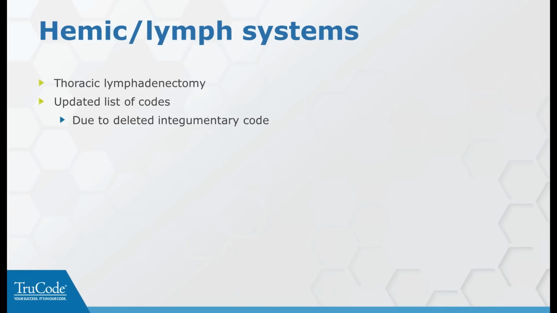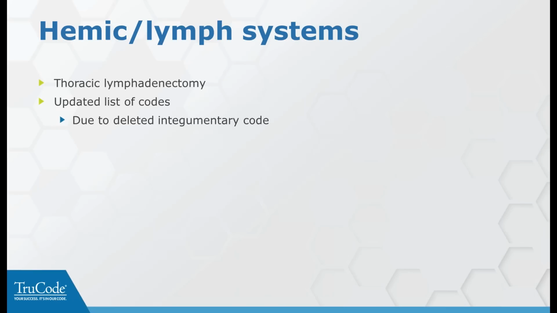Then we move over to the hemic and lymphatic system. Just one little note in that area: the thoracic lymphadenectomy, they just updated the list of codes there. That is an add-on code, 38746, and it reminds us, because they did delete some of those integumentary codes, they replaced them with the 2000 level codes. So they just fixed that.